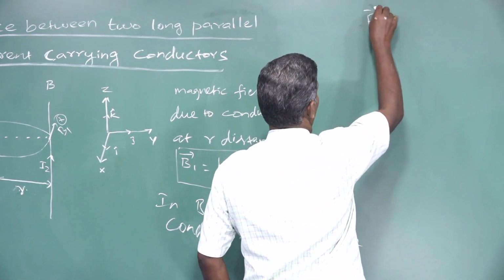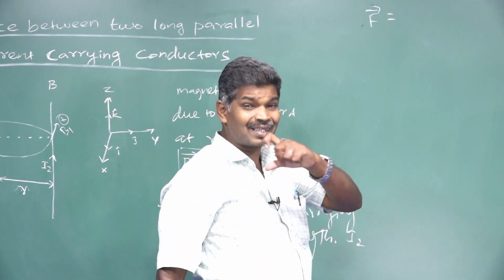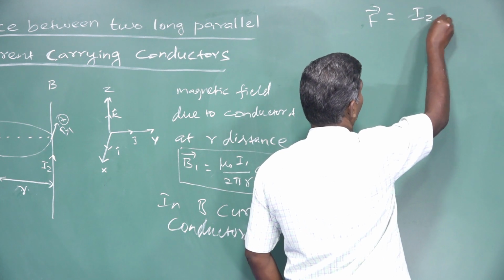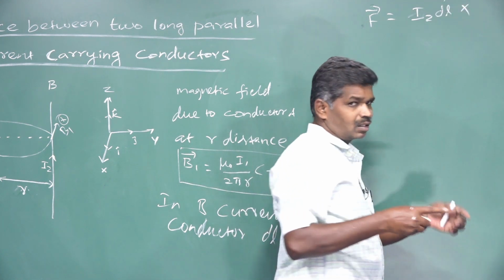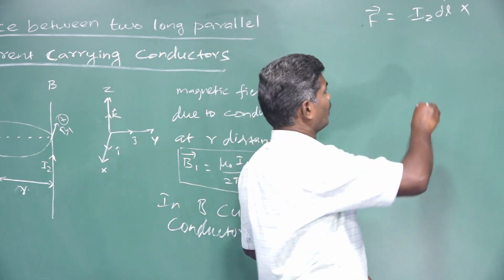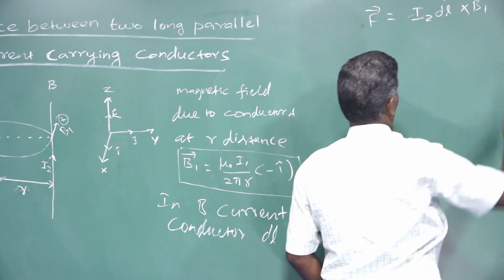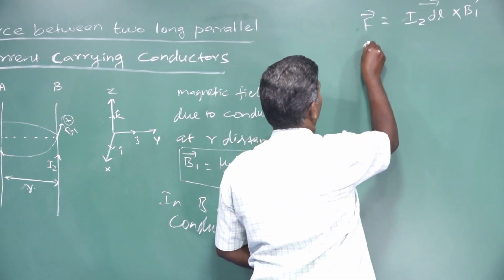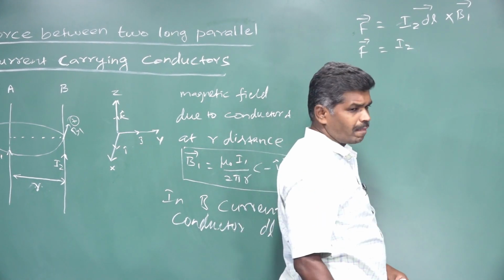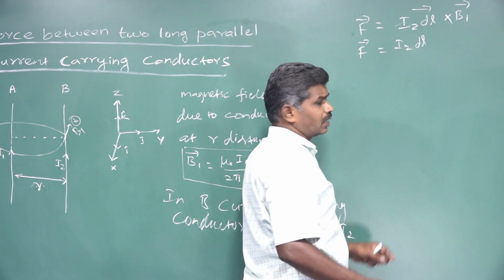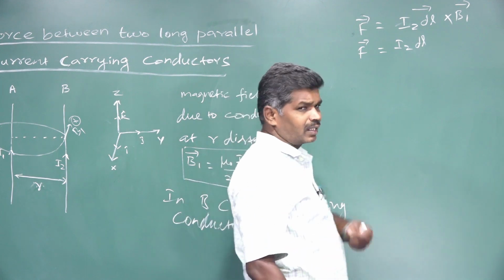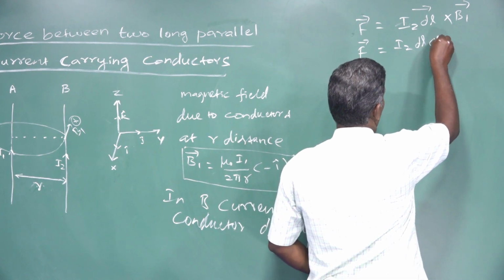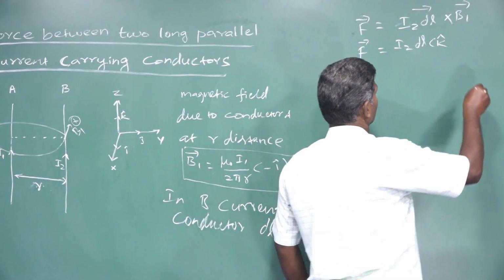F vector is equal to, that is a vector quantity. We have a vector expression for that magnetic Lorentz force: I dl, that is the second current, that's why we mention I2 dl vector, cross the acting magnetic field, which is the first magnetic field. That's why it can be taken as B1 vector. Then we express it in values: F vector is equal to I2 dl. That dl length in our diagram acts in the positive z direction, that's why dl into k cap, positive z direction, cross.